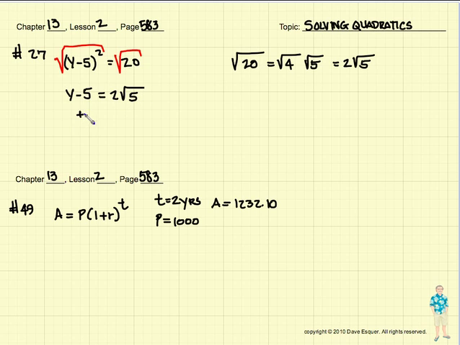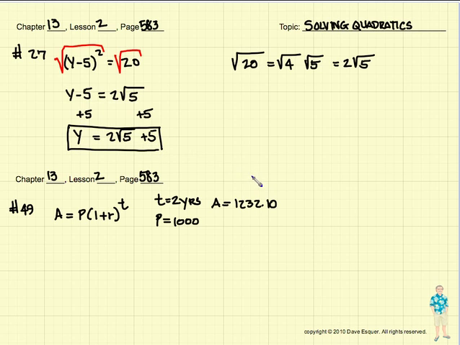Let's solve for y by adding 5 to both sides. So our final solution for this problem turns out to be not so bad. 2 times the square root of 5 plus 5. There's our answer. Not so bad.